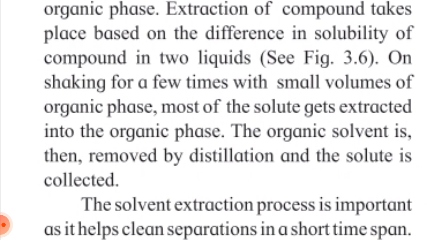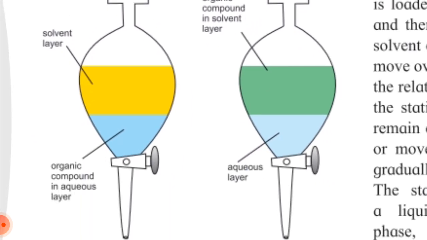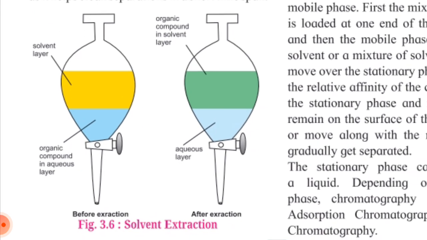See figure 3.6. On shaking a few times with a small volume of organic solvent, most of the solute gets extracted into the organic phase. The organic solvent is then removed by distillation and the solute is collected. The solvent extraction process is important as it helps clean separation in a short time span. Solvent extraction: solvent layer, organic compound in aqueous layer, organic compound in solvent layer, aqueous layer after extraction.